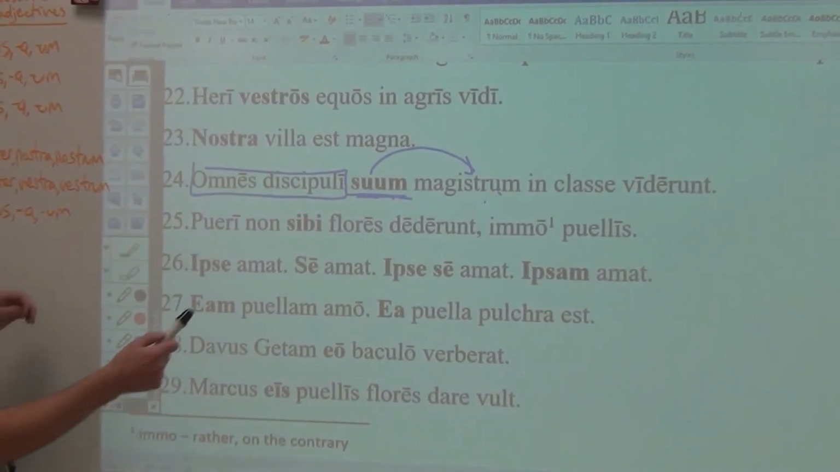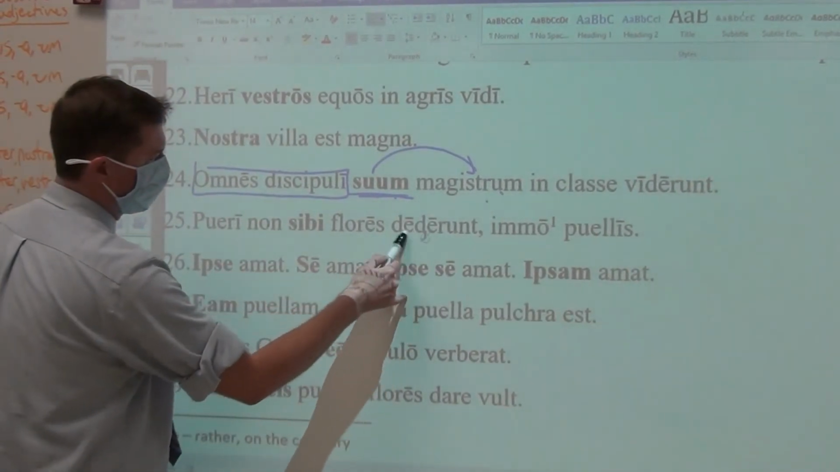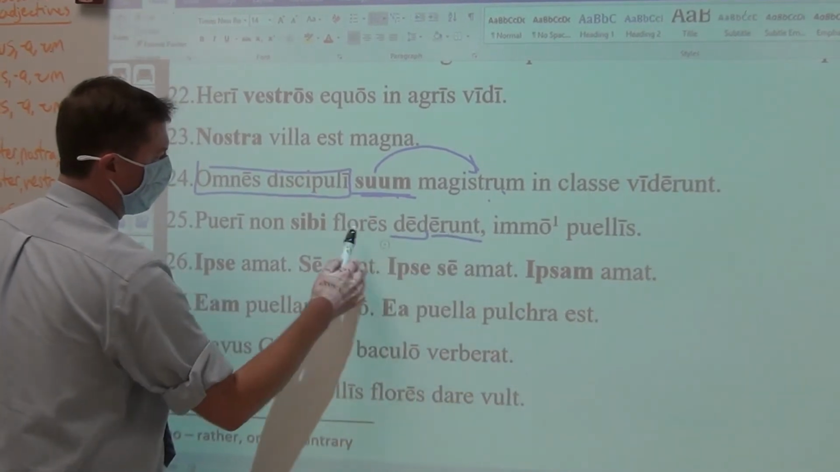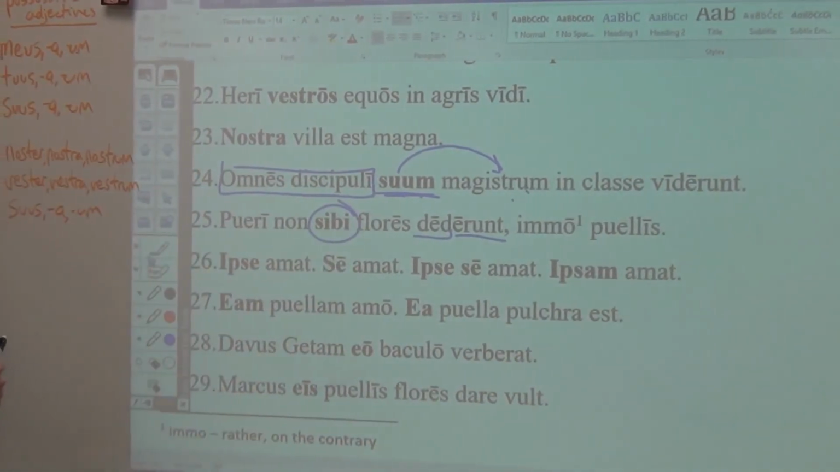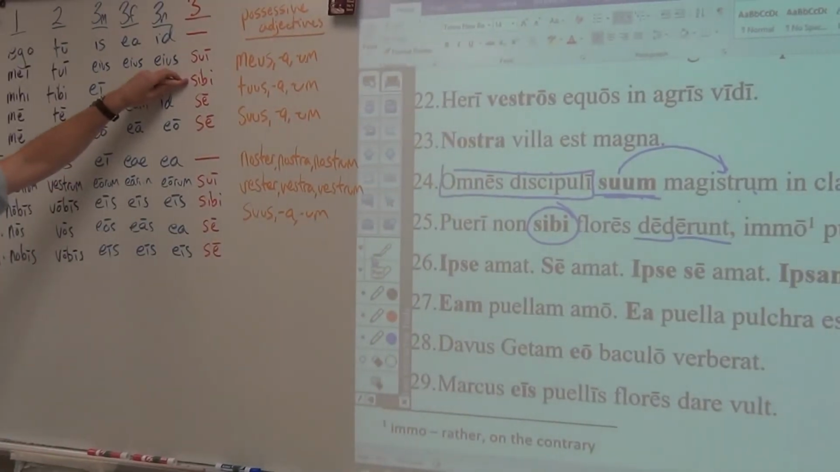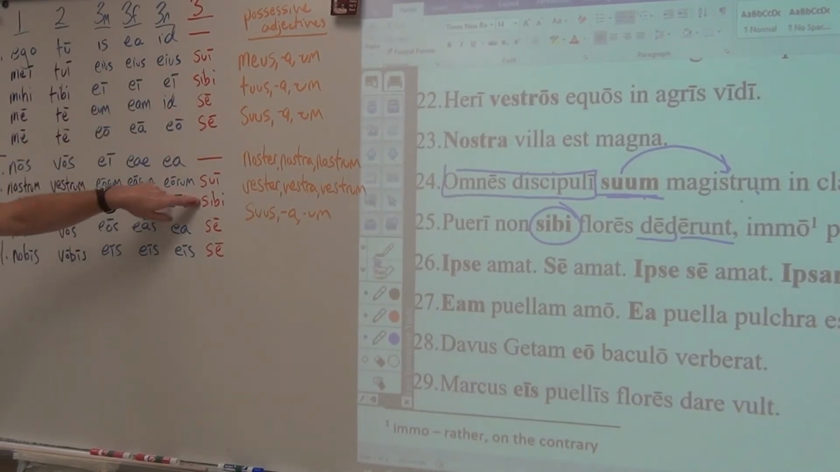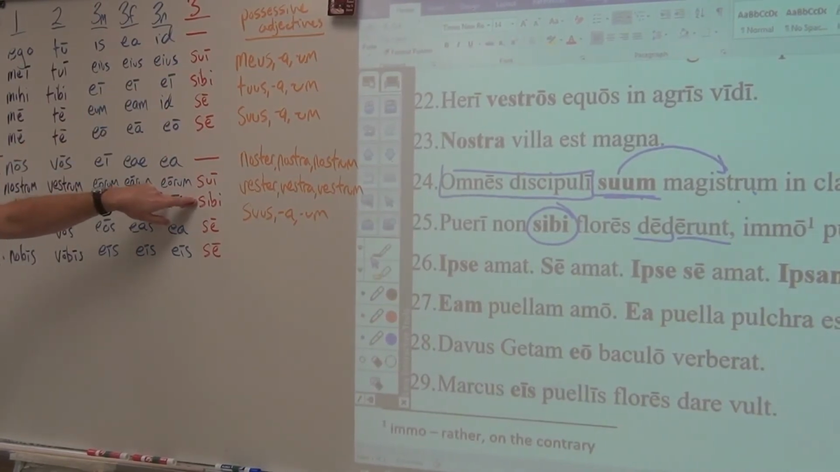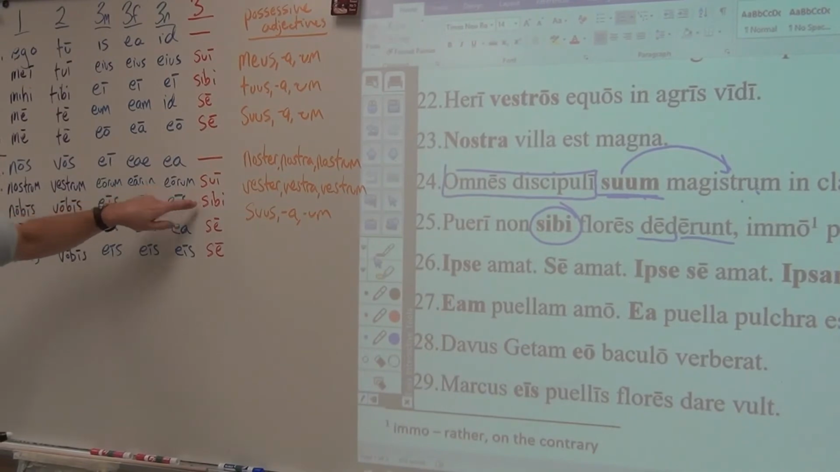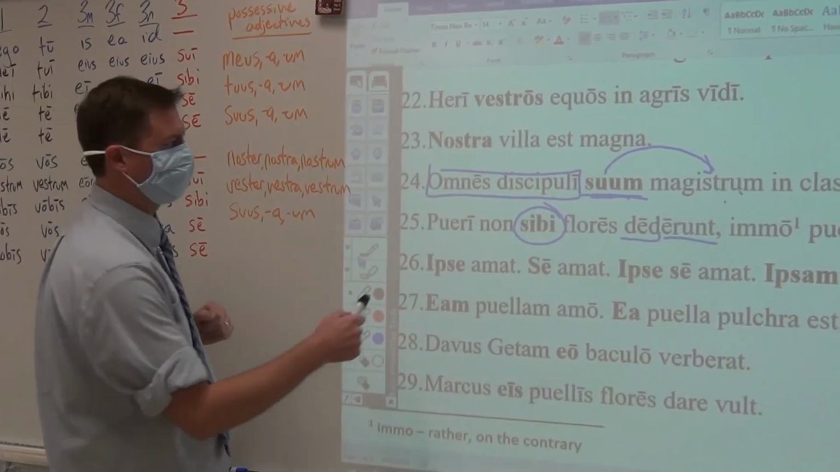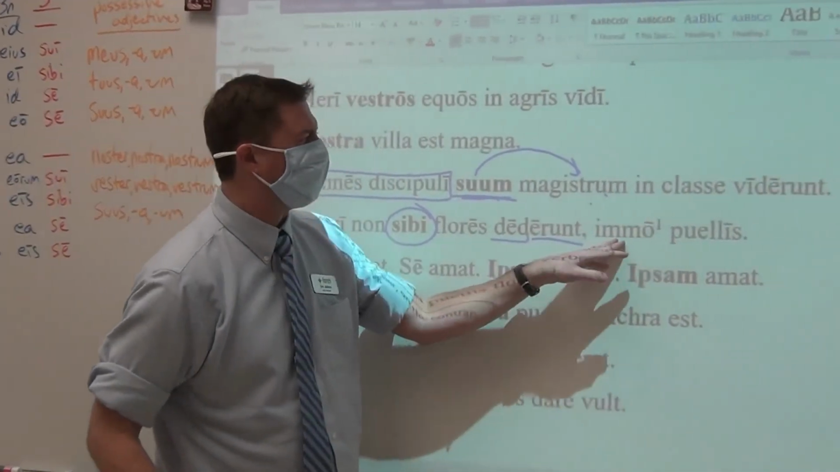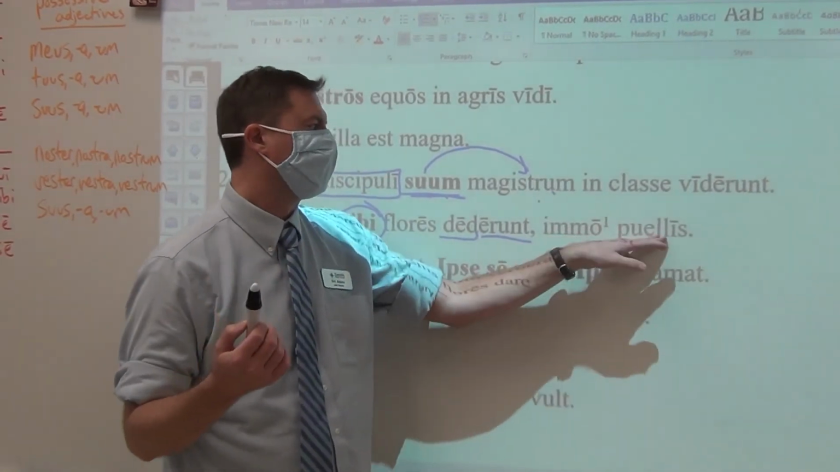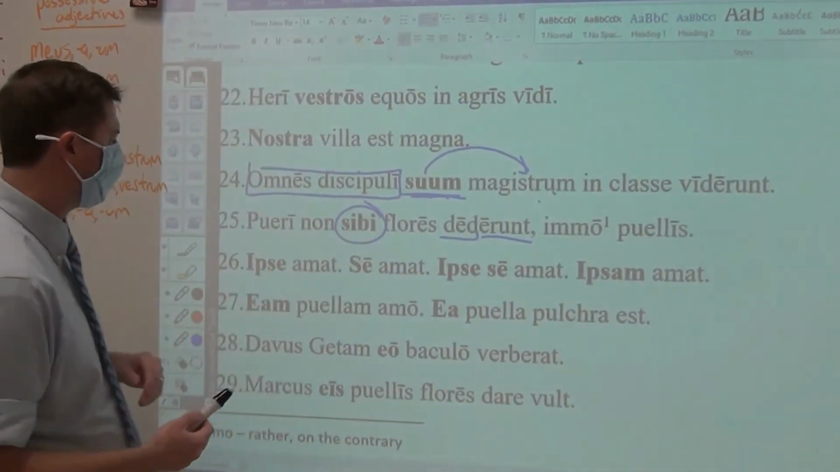The boys did not give... perfect tense, flowers, sibi, himself, herself, itself, or to themselves. Since it's boys, and it's reflexive, plural, it'd be sibi, themselves. The boys did not give flowers to themselves. On the contrary, to girls, implied. Did they give those flowers?